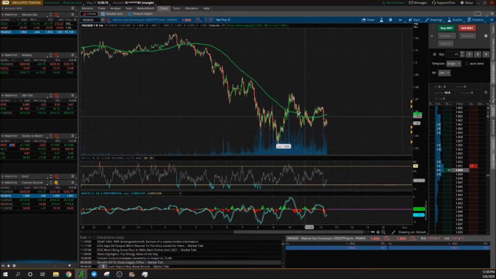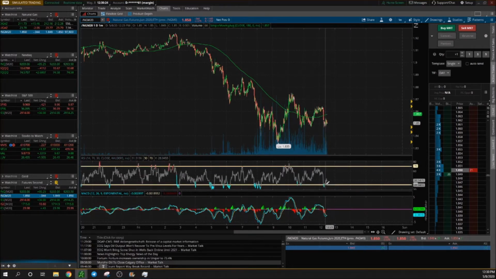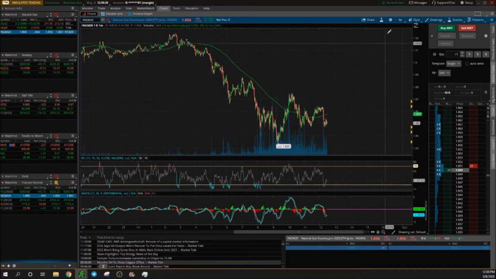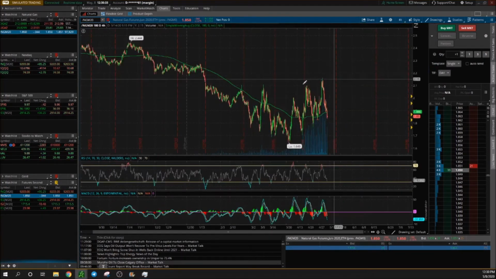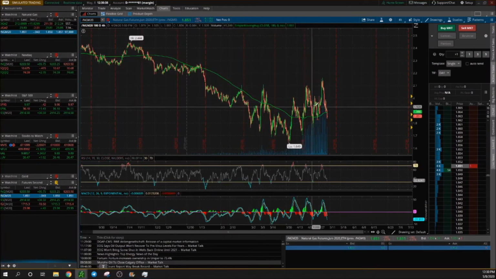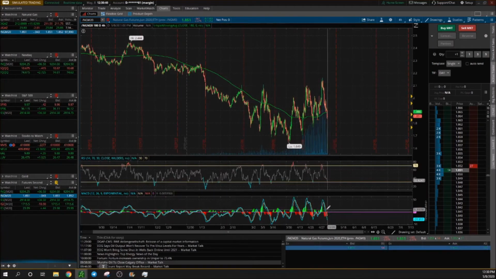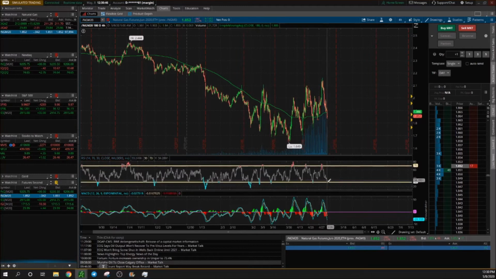And looking at this chart right now, we're very, very oversold, right? So we're starting to see that natural gas may start to pick up now. So if I go to the 180 day, so this is the 6 months, this is what this SMA line is based off of, right? Now look at where natural gas is trading. It's extremely oversold, right? Extremely oversold.